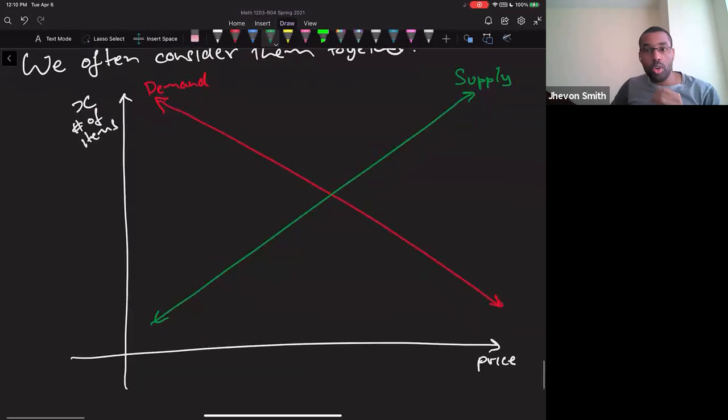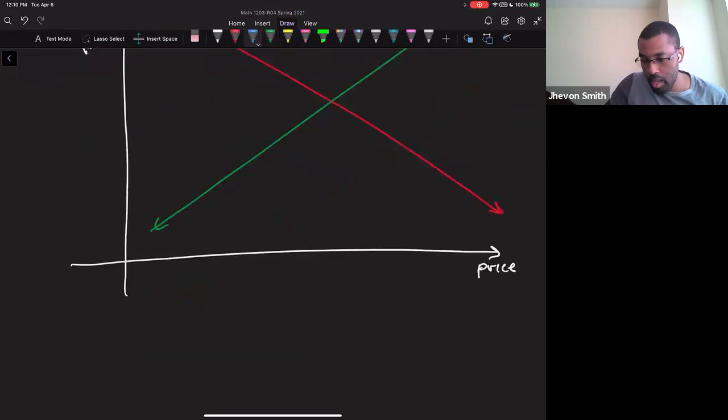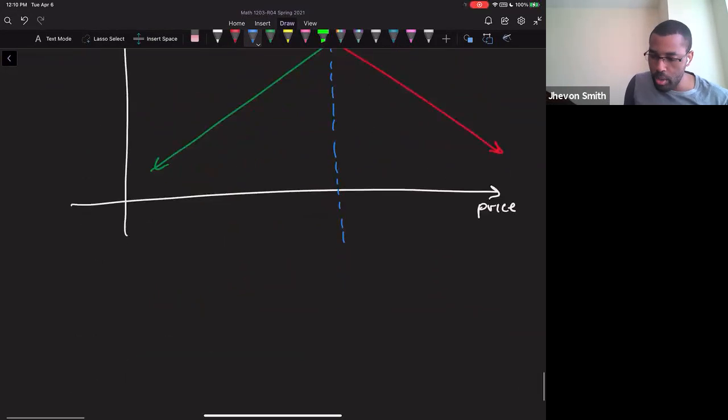Right? And so when you juxtapose them like that, you get a picture like this. Now, what is going on in this picture? You'll notice that they intersect at this point, but I want you to appreciate what goes on at each side of that.